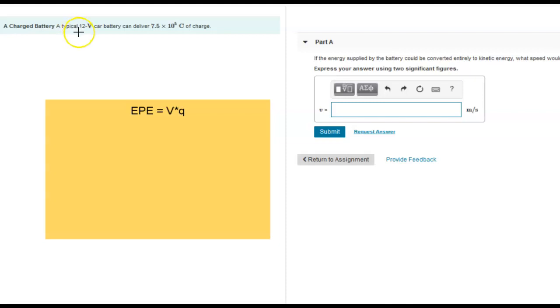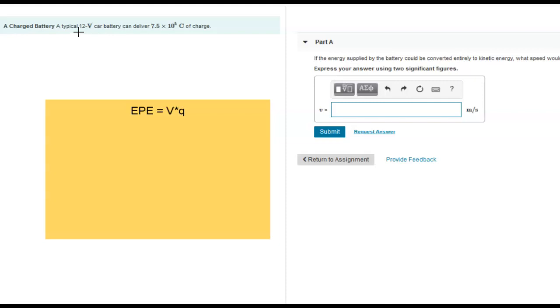I could have a 50,000 volt battery, but if I don't have very much charge moving through that voltage, it still is not going to supply a lot of energy. But we have 7.5 times 10 to the 5 coulombs of charge, so that's actually a pretty significant amount. As we know, 1 coulomb is a lot. And so we want to see what the electric potential energy is simply by multiplying voltage and charge.